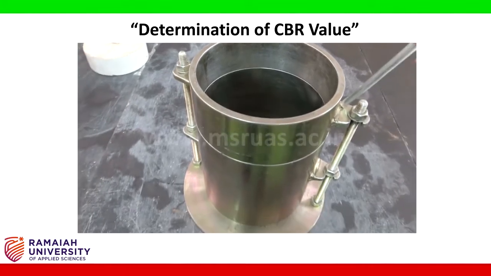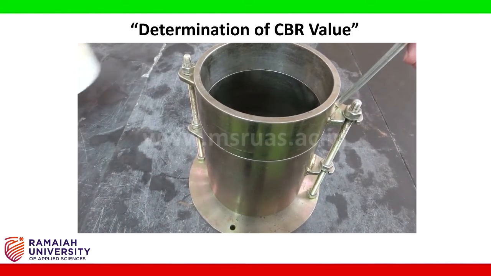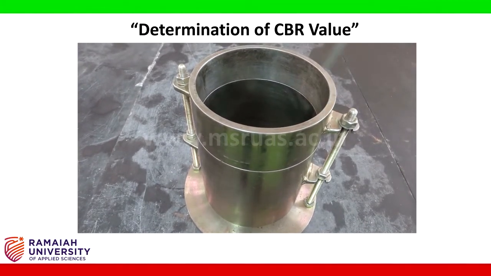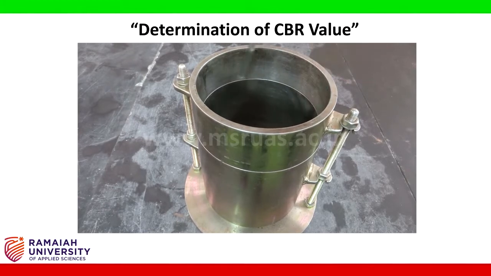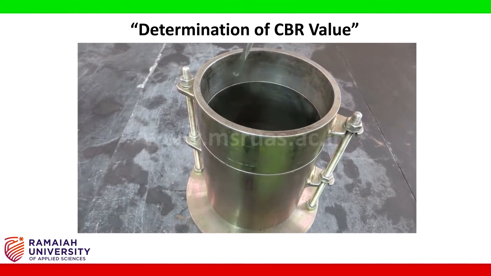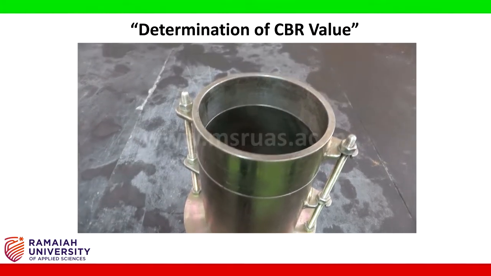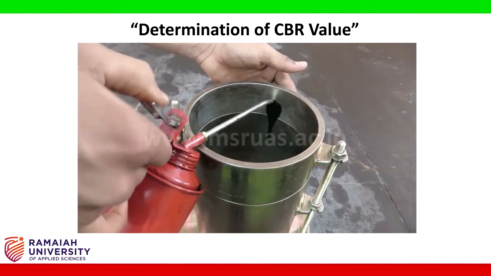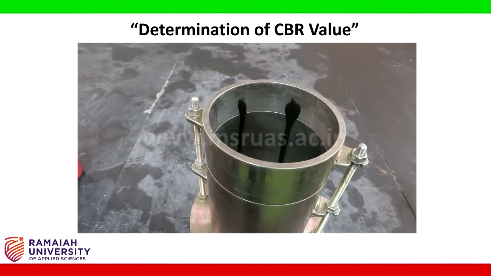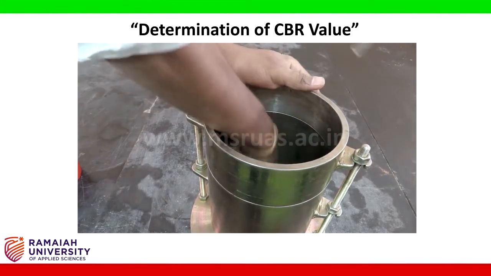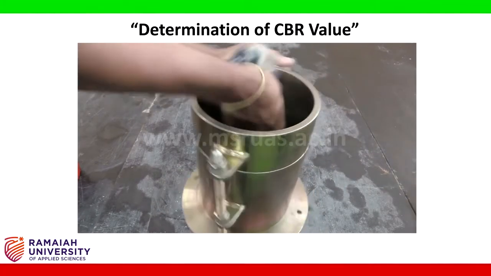Once the mold is ready and we are sure that we can start the compaction process, we need to first smear the inner surface of this mold as well as the collar along with the base plate with the oil by making use of the oil dispenser. This is to ensure that the specimen that we are going to cast in this mold doesn't stick to the surface inside and it can be extruded out very easily.